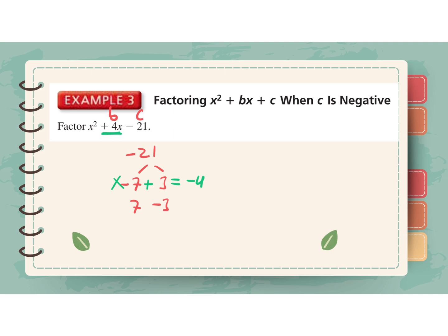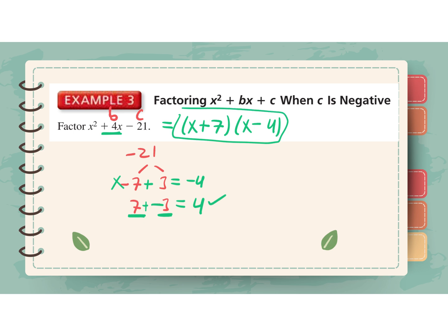But if I did a positive 7 plus a negative 3, remember, plus and negative is just minus, so 7 minus 3 is going to get me a positive 4. That is what I want. So I know that 7 and negative 3 are going to be my P and Q values. So my answer is going to look something like x plus 7 and x minus 4. Again, keep the signs. And that's all you have to do for that problem.